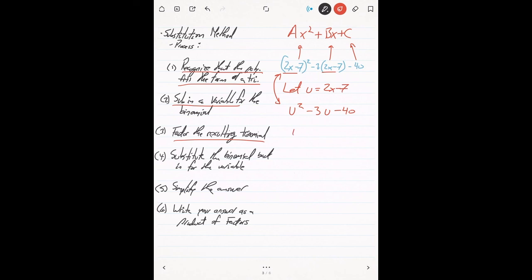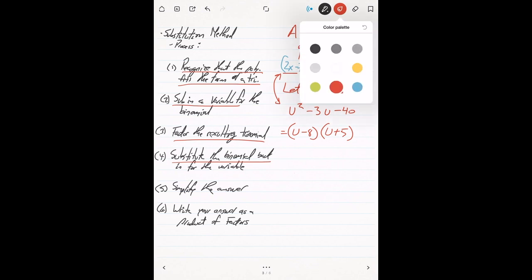So let me write that down. u minus 8 and a u plus 5. That's what we get when we simplify down, when we factor down this polynomial, okay? Now, how does this help us? Well, we can substitute the original binomial back in.